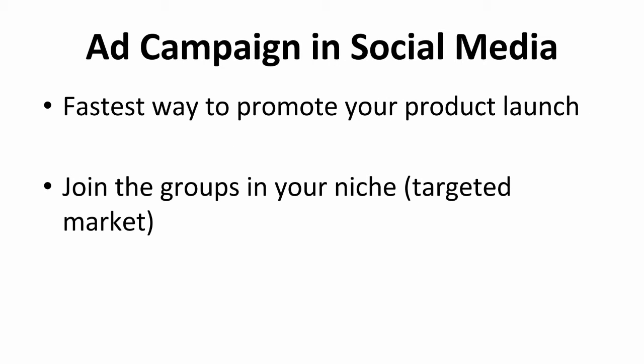As mentioned, conducting an ad campaign in social media would be the fastest way to promote your product launch. It is especially good if you have your own fan page as an internet marketer. You can post a status on your launch date and time, and your followers will love to see that there is another new product from you. Other than the fan page, you can join the groups in your niche. When you post an ad in such groups, you are reaching out to a targeted market. You do not need to worry about getting people that you don't want into your list.